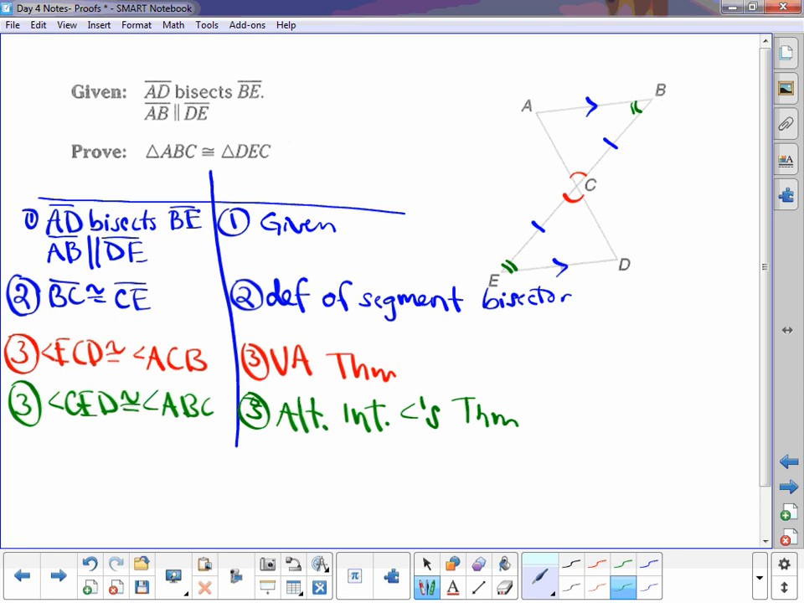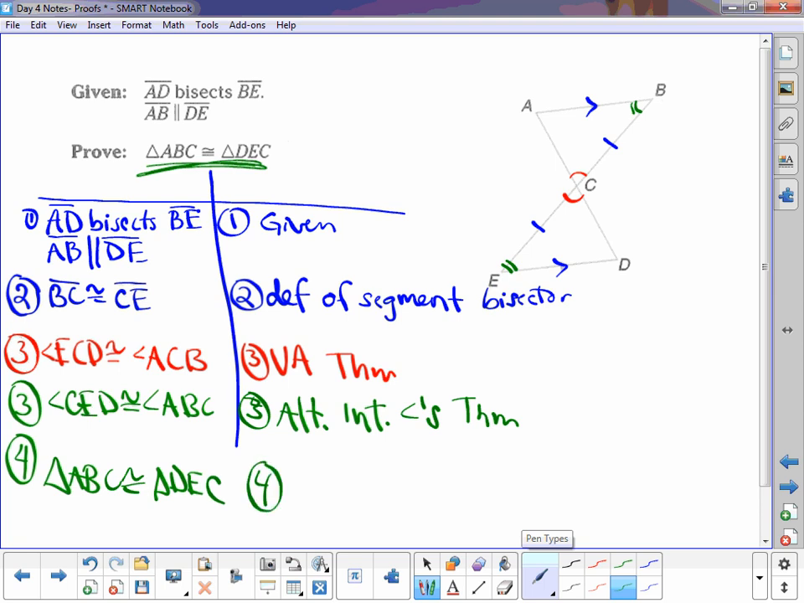And then finally I can go ahead and state my last thing, that the triangles are congruent. And again, make sure you match this proved statement. Triangle ABC is congruent to triangle DEC. And that was by, for this one, angle, side, angle.